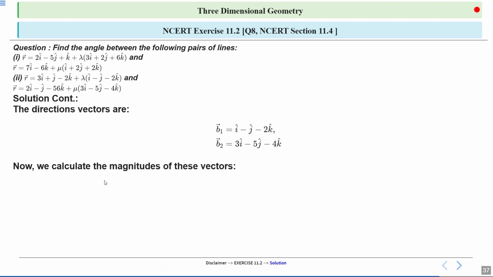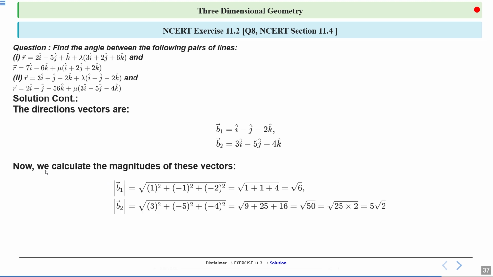Now we calculate the magnitudes of these vectors. Magnitude of b1 vector equals square root of 1 square plus minus 1 square plus minus 2 whole square equals square root of 1 plus 1 plus 4 equals square root of 6. And magnitude of b2 vector equals square root of 3 square plus minus 5 square plus minus 4 whole square equals square root of 9 plus 25 plus 16, which is equal to square root of 50, and square root of 50 can be written as square root of 25 times 2, which is equal to 5 times root 2.